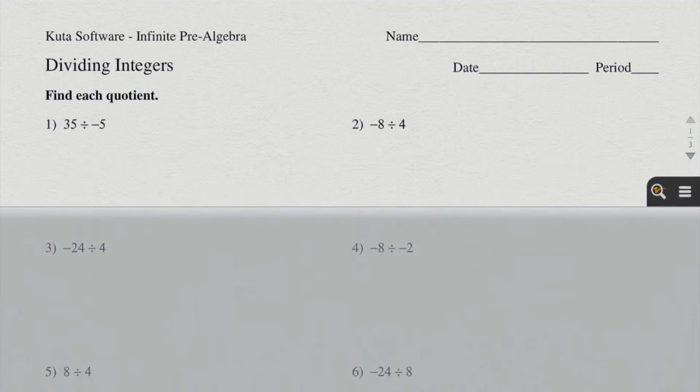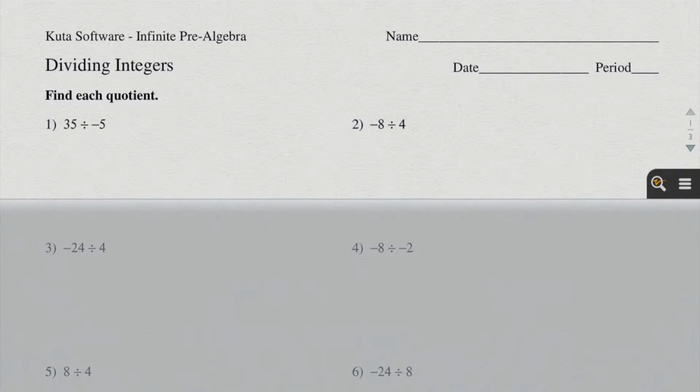So let's start with number 1. We have 35 divided by negative 5. Because it's a positive 35 divided by a negative 5, positive divided by a negative is going to be a negative. 5 goes into 35 7 times, so we get negative 7. Number 2, negative 8 divided by 4. A negative divided by a positive is a negative. 8 divided by 4 is 2.